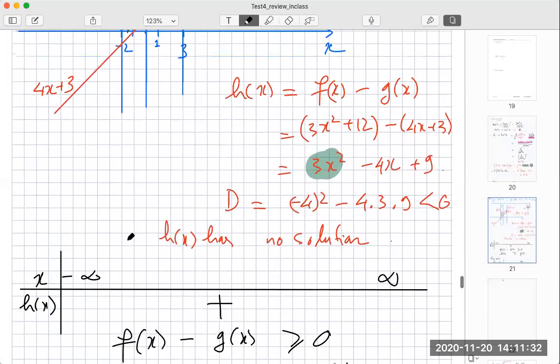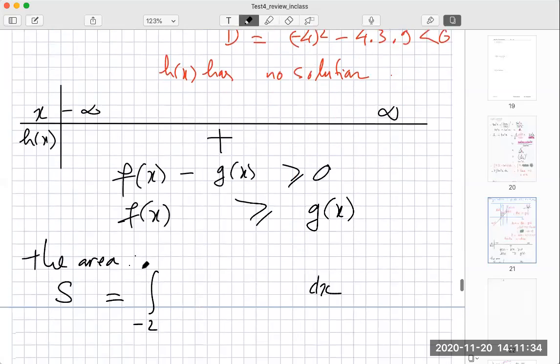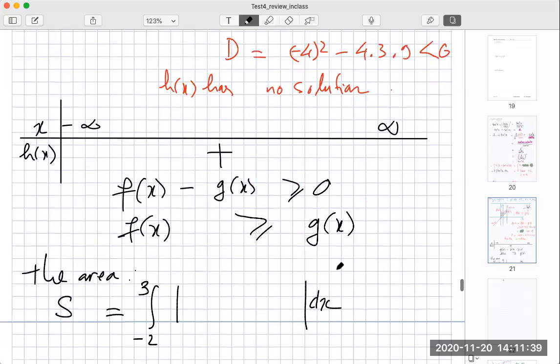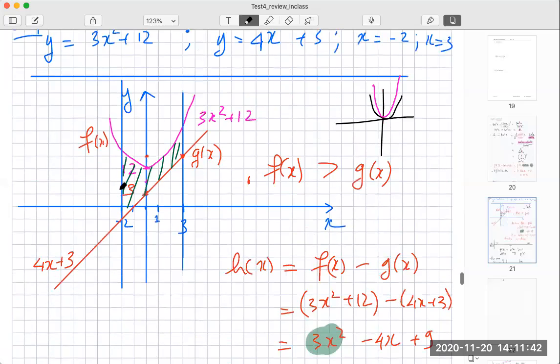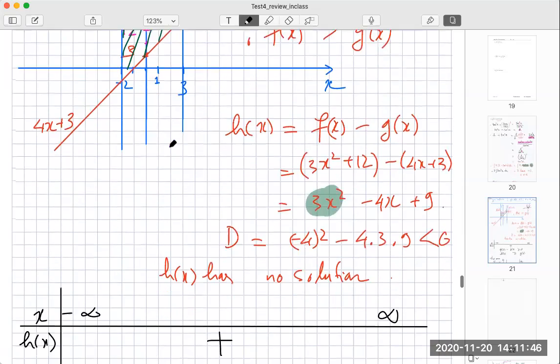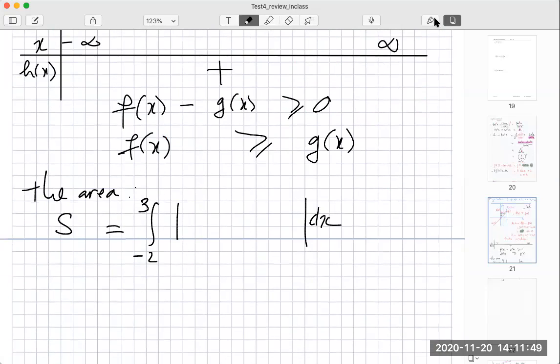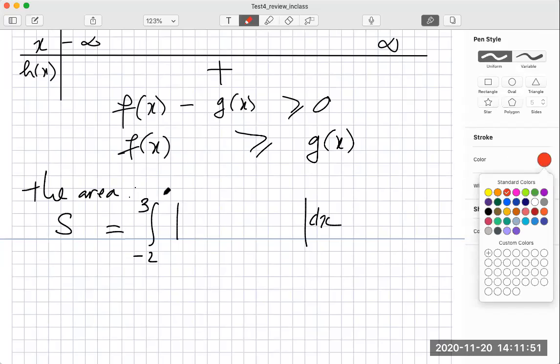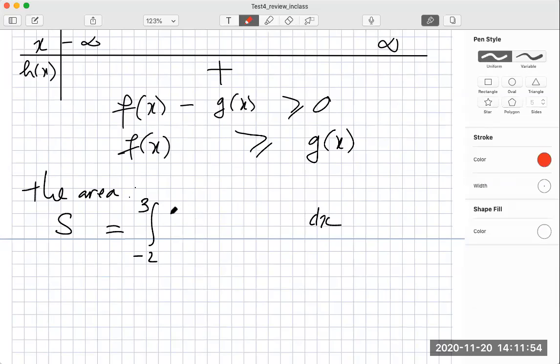-2 to 3, right? And it is enclosed by the two functions f and g. So we need to take the integral of the absolute value of the difference f(x) minus g(x). Okay? That is the formula.